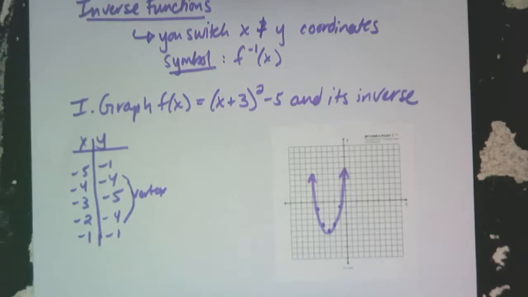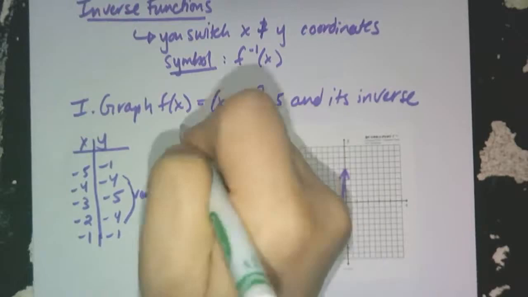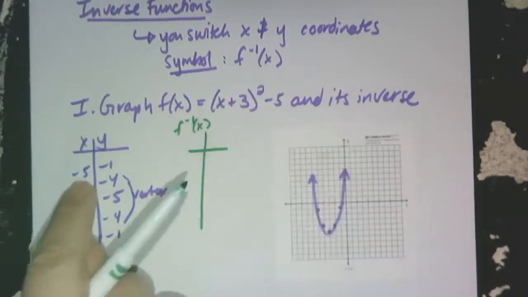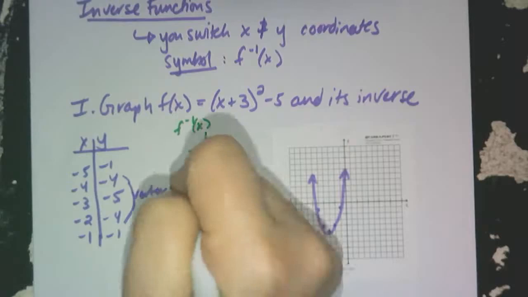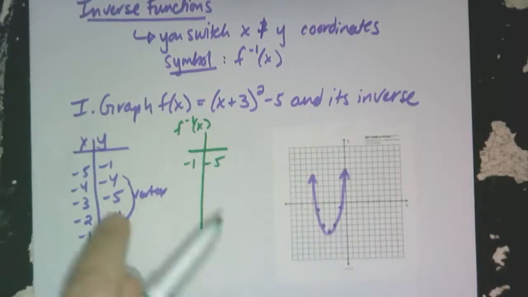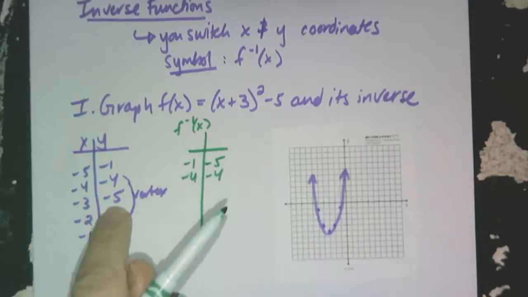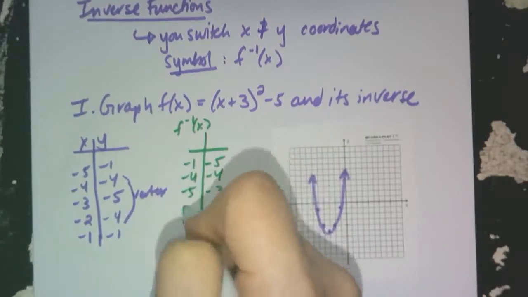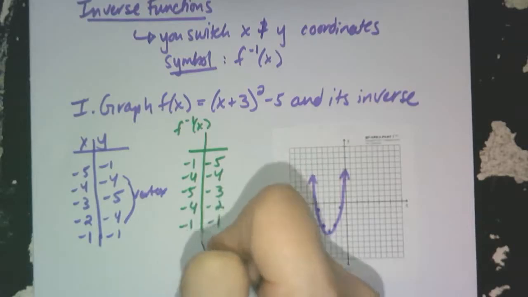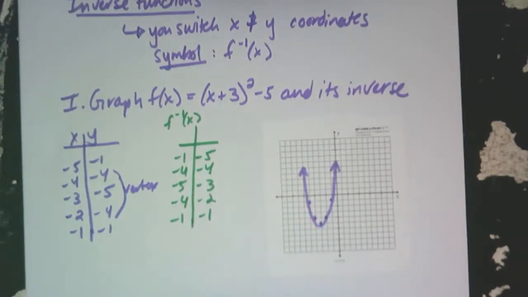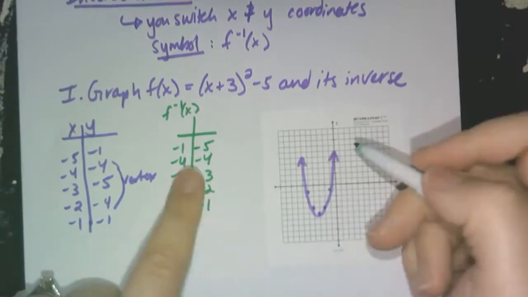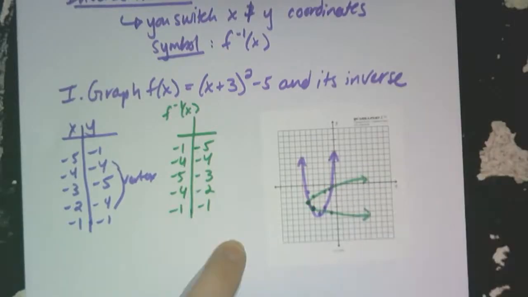Now we want to draw the inverse of it. What we do is we just flip the x and y's. To do the inverse portion, instead of writing -5, -1, you write -1, -5, and you graph that point. -4, -4, well, its inverse would still be -4, -4. -3, -5, you're going to graph -5, -3, and so on. We're going to see what happens when we plot these points. So go ahead, plot your points. I will plot my points. That is the inverse function.